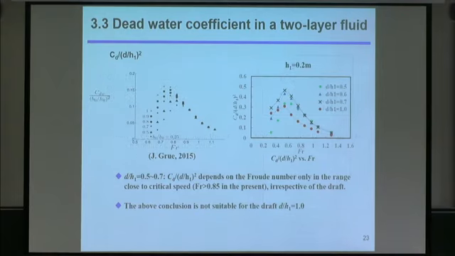This result is published by Gou. He also introduced it in his talk on Monday. From this, we can see he divided the drag coefficient by the square of the non-dimensional draft and got this result here. In this area, that means when the Froude number is close to the critical Froude number, the result is irrespective of the draft and only depends on the Froude number.